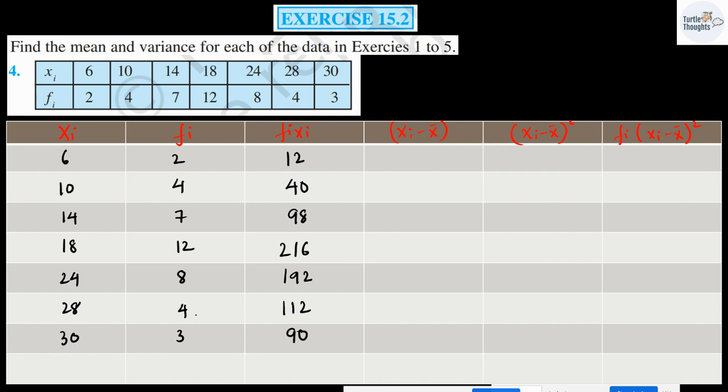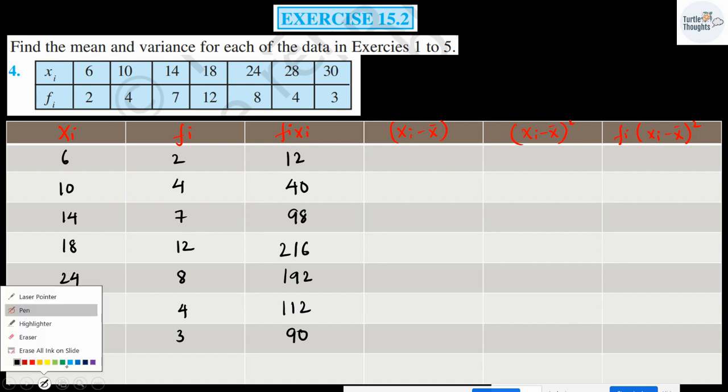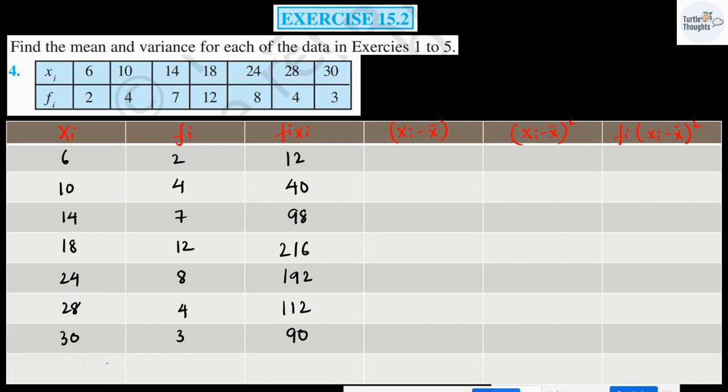Now I can find out the value of summation of fi, which is also the value of n. N is equal to summation of fi. When I add all of this, I will be getting the value as 40.